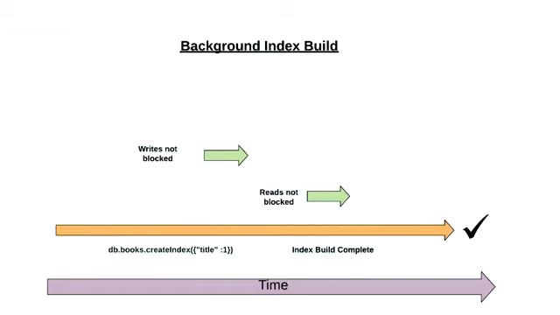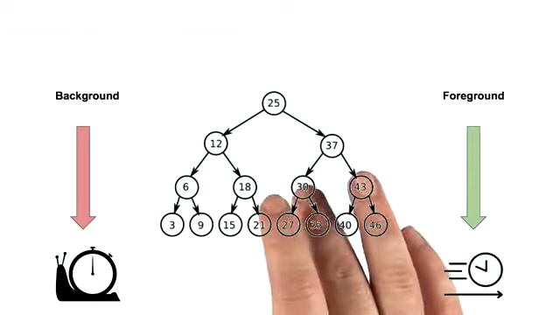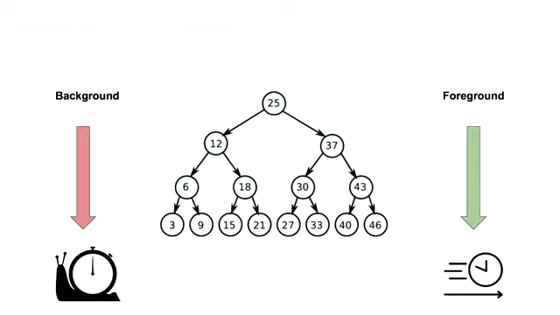If the index is larger than the available RAM, then the incremental approach can take much longer than a foreground index build. The other downside of background indexes is that the index structure resulting from this type of index build is less efficient than foreground indexes, resulting in less optimal index traversal operations.